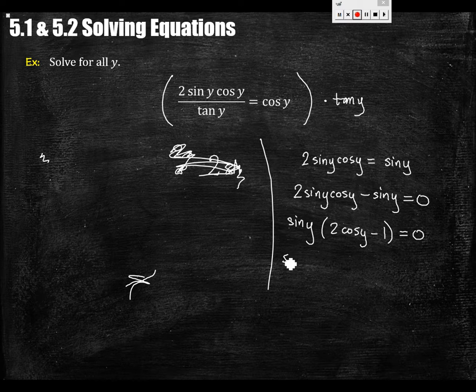So sine y equals 0 implies that y is equal to 0 or pi. And over here we get cosine y equals 1/2, which implies that y is pi over 3 and 5 pi over 3 again. I feel like I've solved this problem 1,000 times.